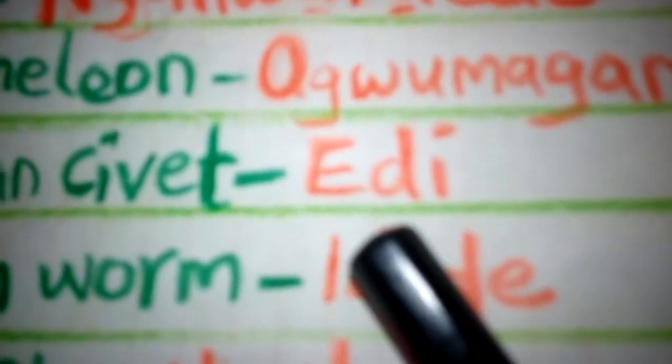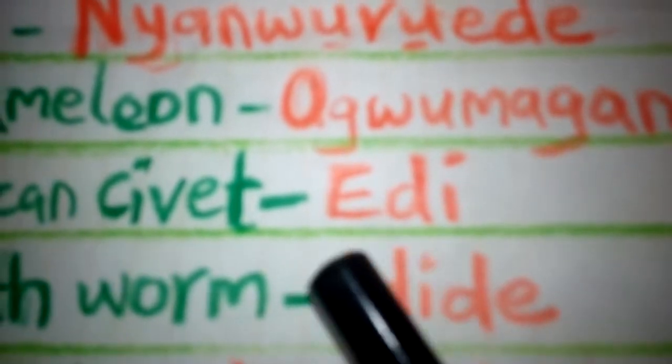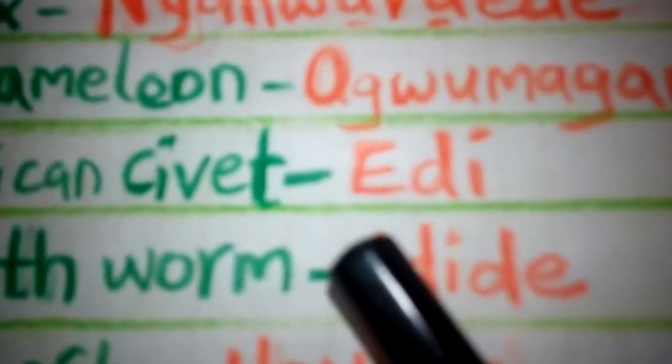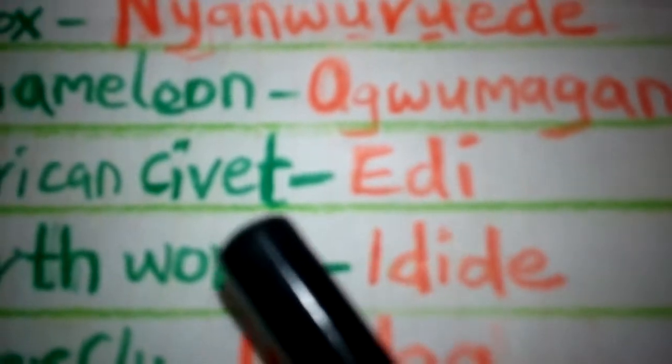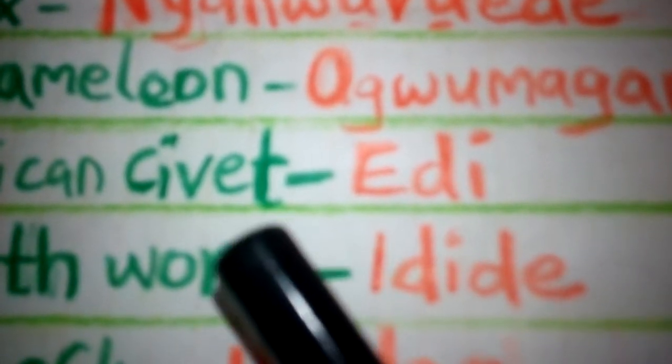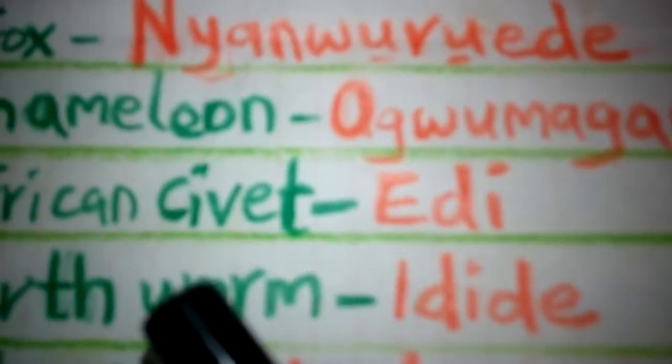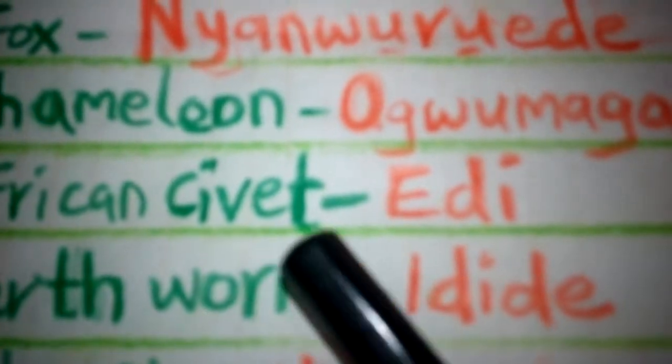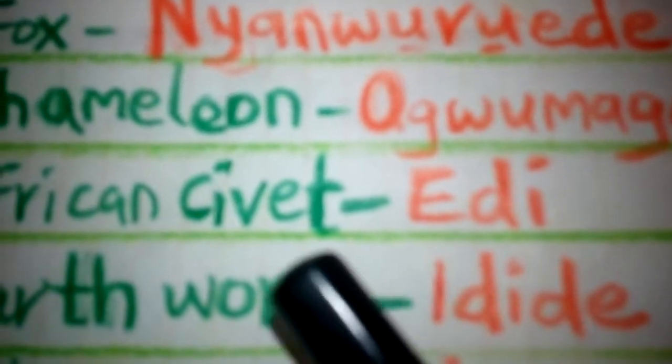Edi. We used to say Edi Ura. You can call Edi Ura. The main name is Edi. So when you're sleeping too much, people call you Edi or Edi Ura, because he sleeps every time. Edi.